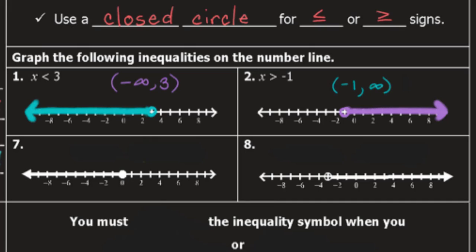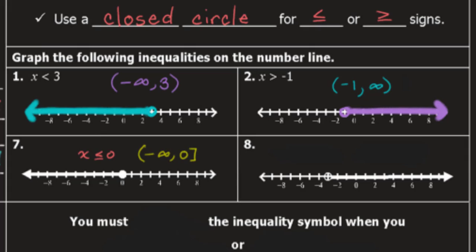For number 7, write as an inequality and as interval notation. So in this example, we're looking at 0 and everything less than 0. So x will be less than or equal to, because of the closed circle, 0. So the least possible solution would be negative infinity, parenthesis, up to 0, we're going to close with a bracket.